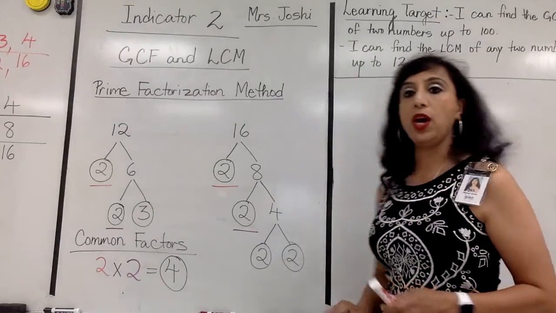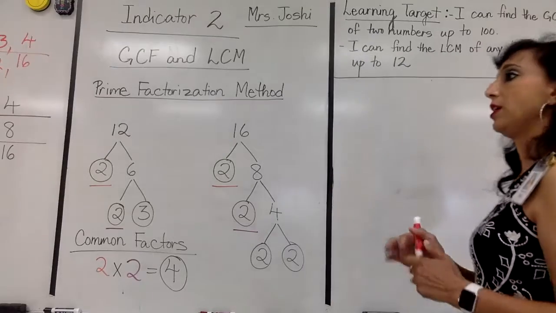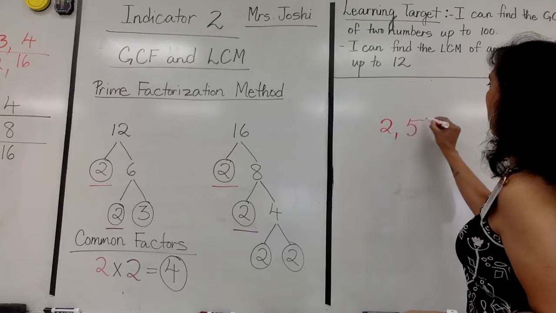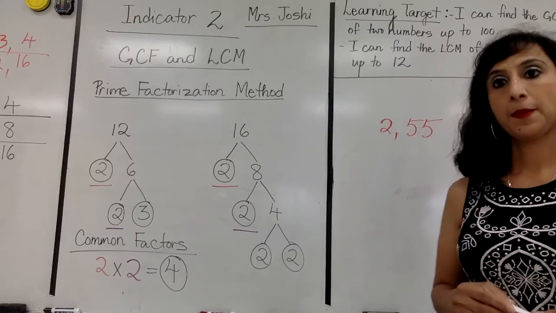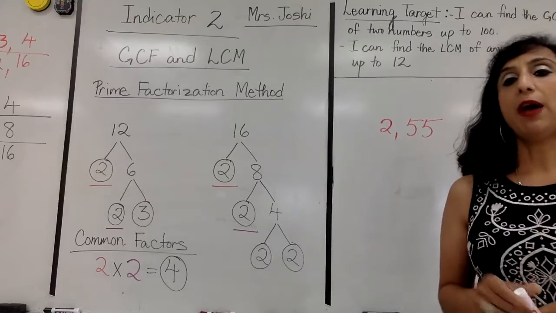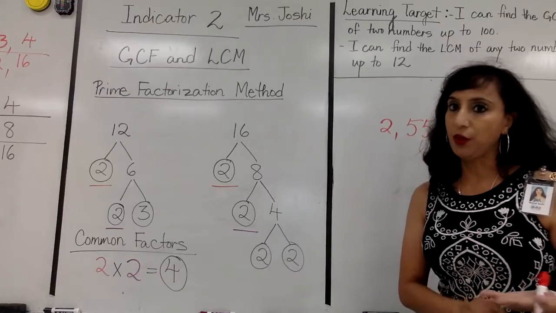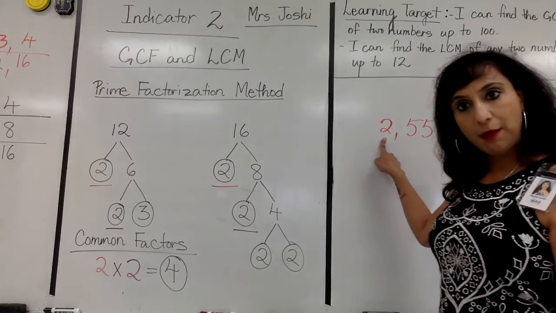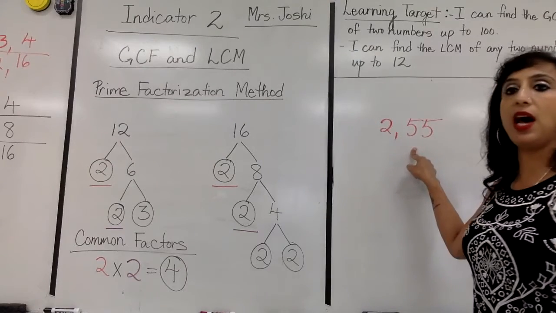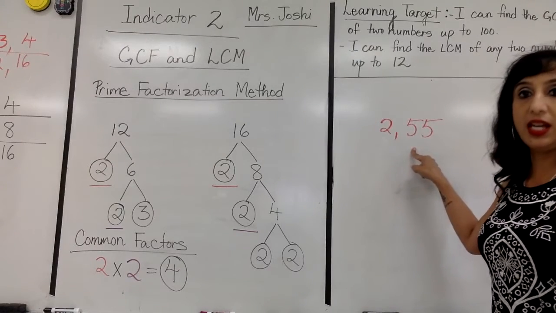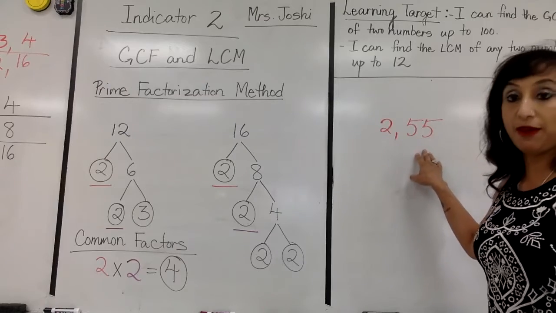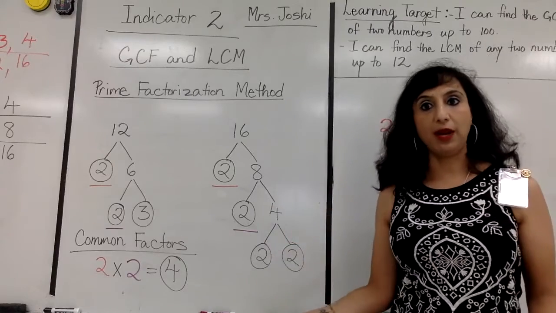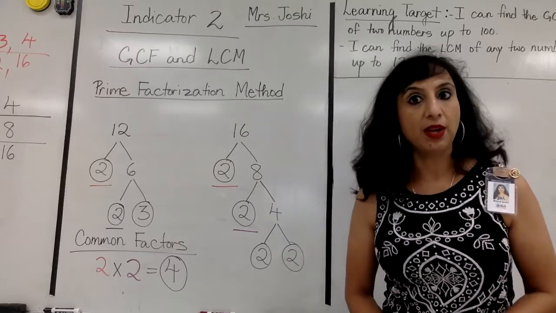Sometimes you may be given a question: what is the greatest common factor of 2 and 55? If I'm given something like this, I know my divisibility rules. This is divisible by 2 because it's an even number. 55 is divisible by 5 because it ends like that. It's also divisible by 11. However, there is nothing common over here, but I'm trying to find the greatest common factor.